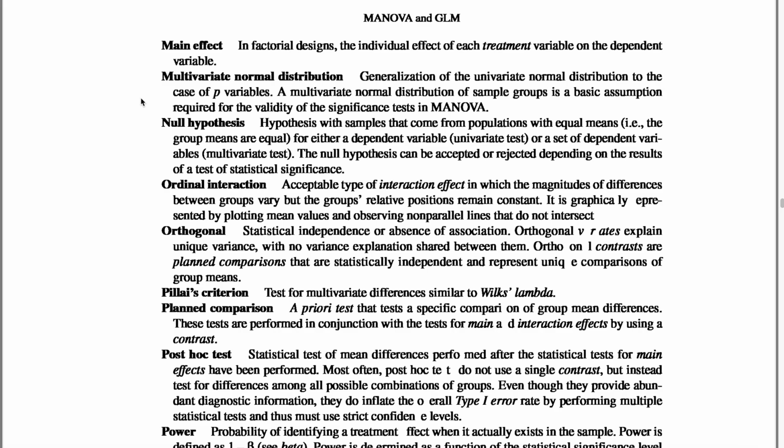Pillai's criterion: test for multivariate differences, similar to Wilks' lambda. Planned comparison: a priori test, that is, a test of a specific comparison of group means differences. These tests are performed in conjunction with the test for main and interaction effects by using contrasts.